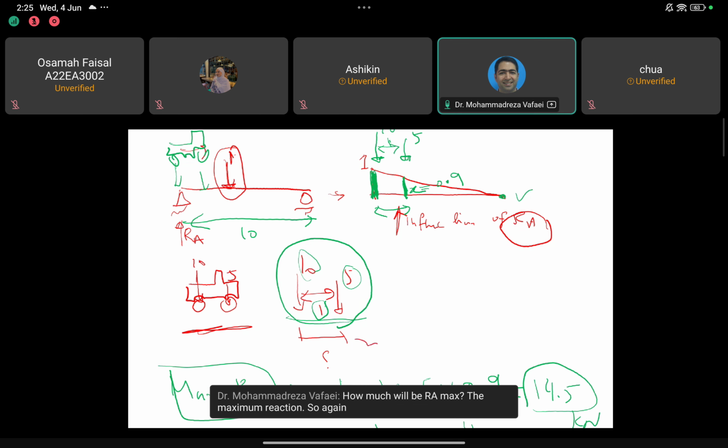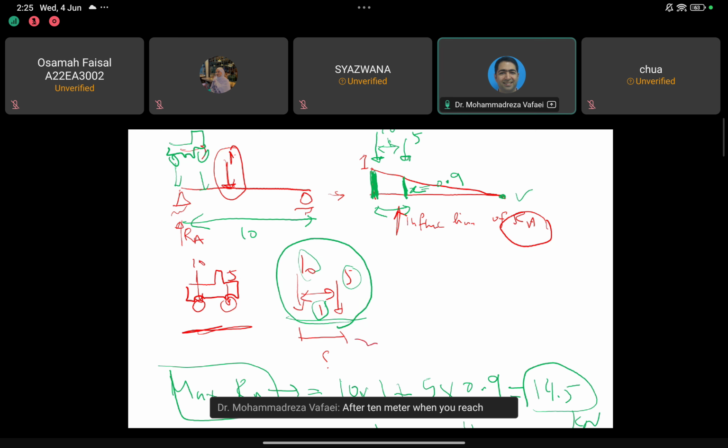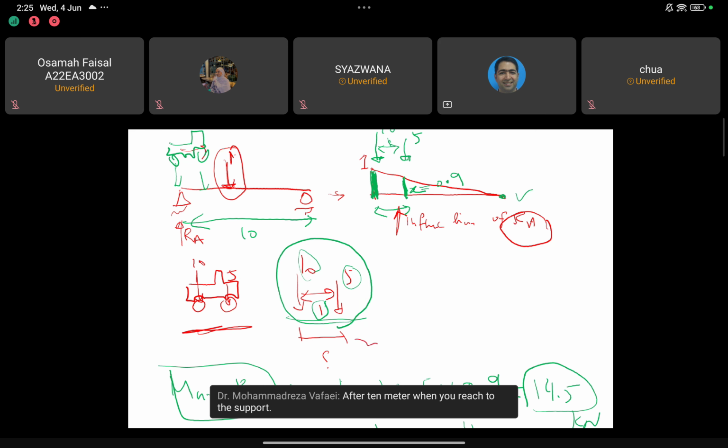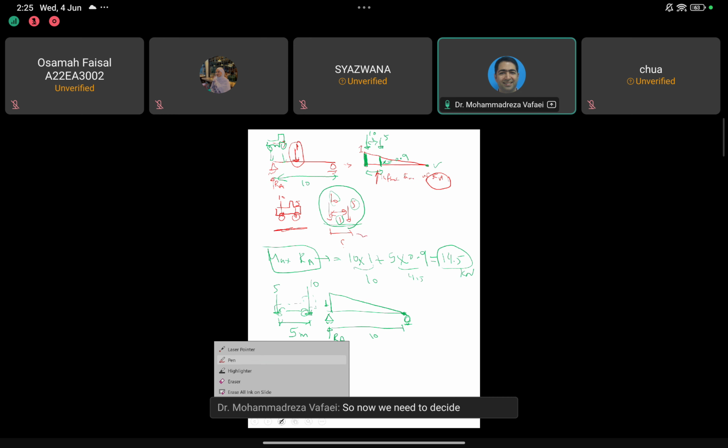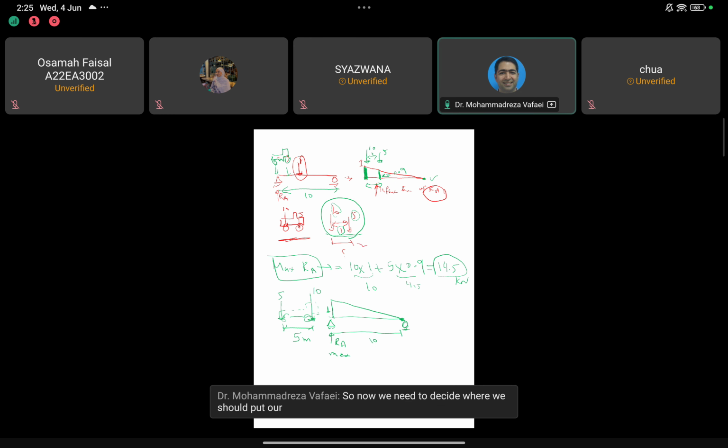So again, you can draw the influence line for RA. We know that it has the value of 1 in the beginning, and it decreases to 0 after 10 meters when we reach the support. So now we need to decide where we should put our point load. Of course, since we are looking for the maximum value, we need to search for the largest height.